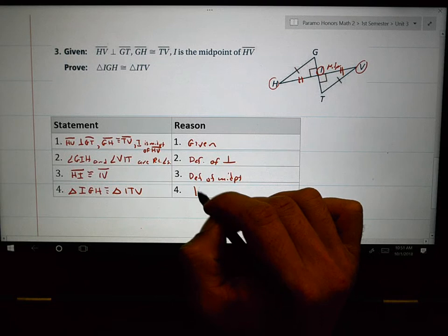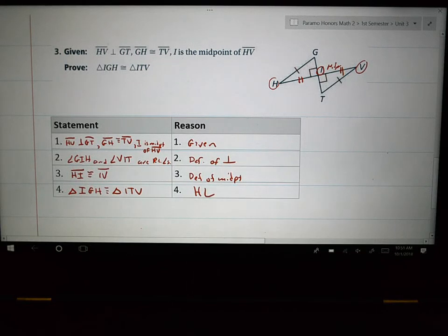HL. So close. For HL is correct. It's okay.